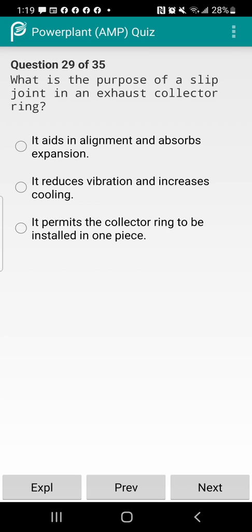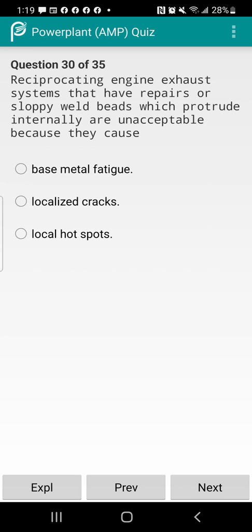What is the purpose of a slip joint in the exhaust collector ring? It aids in alignment and absorbs expansion.